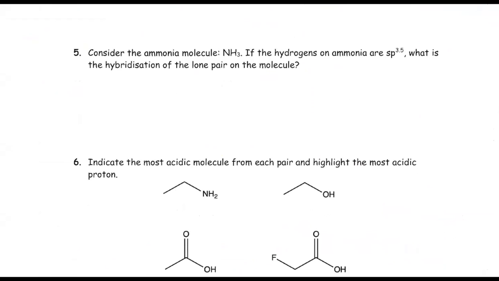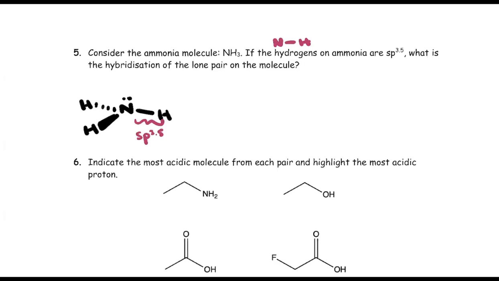So I'm going to consider ammonia. The ammonia molecule looks like this. I'm going to be extra and draw it as a tetrahedral because I can, but that's also how it actually is. Here, let me move this down here. And then it's telling you that the hydrogens on ammonia are sp 3.5. Well, the hydrogens themselves are, it's actually the NH bonds. So sp 3.5.